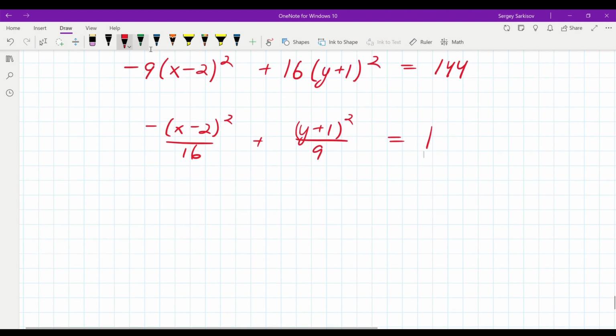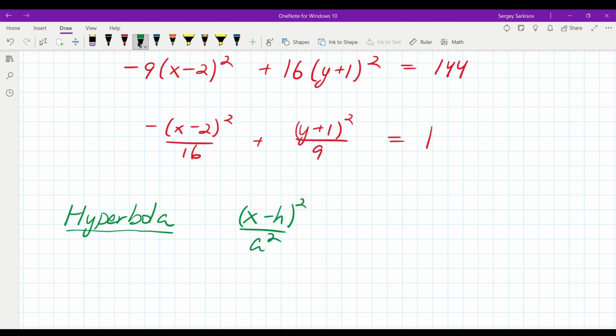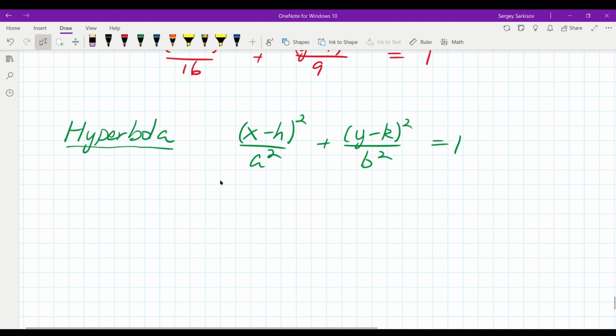This would actually be a vertical hyperbola, okay? Let me do horizontal first. If you have x minus h squared positive over a squared, plus y minus k squared over b squared equals 1, this is going to be horizontal. So I'm giving you a little theory behind this, not just examples like I was hoping for, but hopefully this helps you, okay?